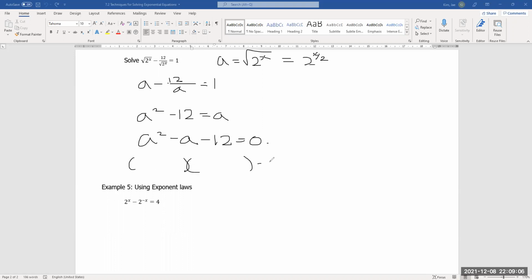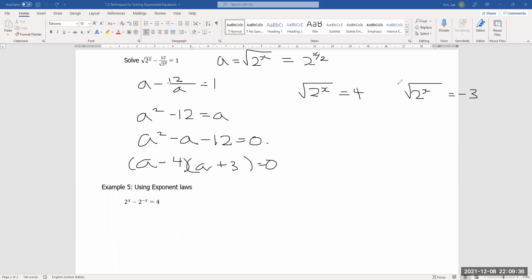And once again, you're in familiar territory. (a - 4)(a + 3), which means the square root of 2^x equals 4, and the square root of 2^x equals negative 3. Once again, between these two, there is one value that we can completely reject, and that is this one.